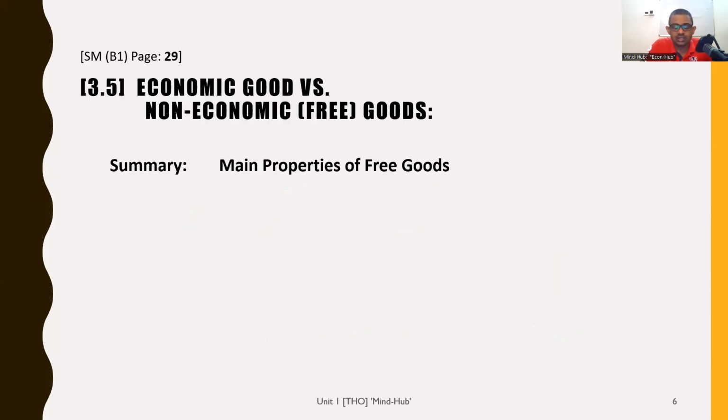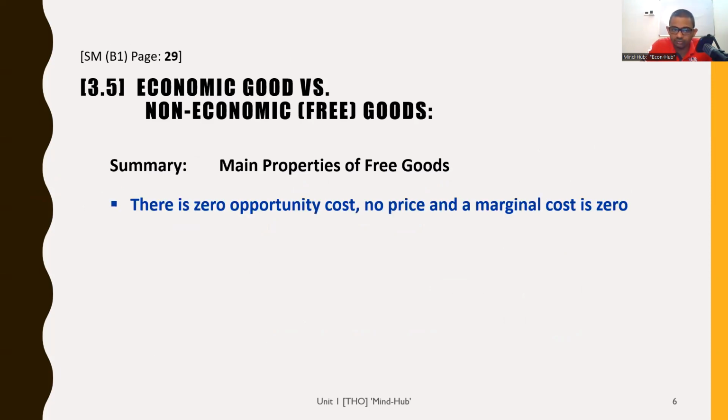Talk about the properties. Economic goods versus non-economic goods. Main properties, features, characteristics of non-economic goods. You guys can start writing and I will explain along with that. There is zero opportunity cost. And also there is no price, and there is what? Zero marginal cost. Marginal cost is also zero.